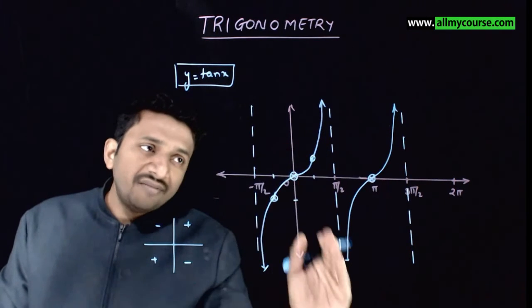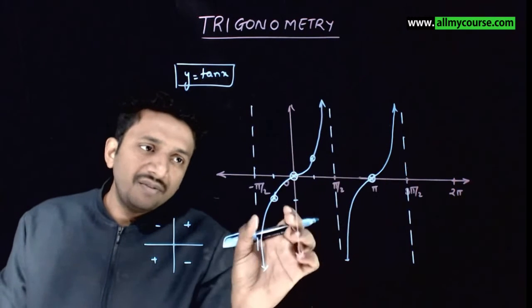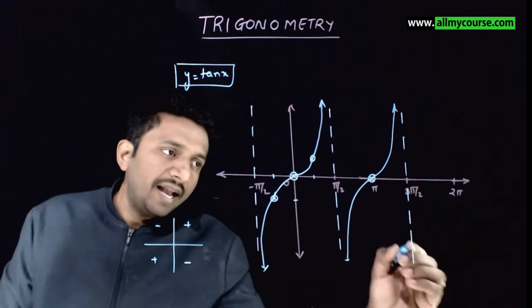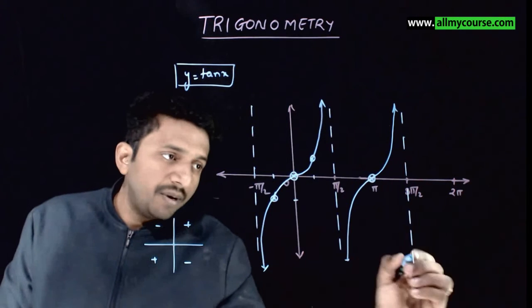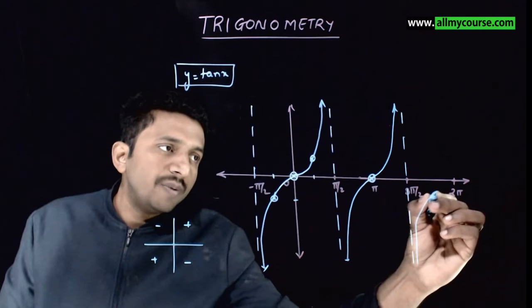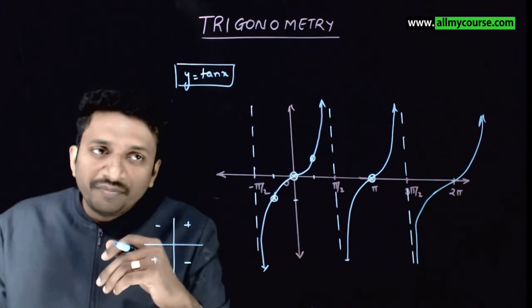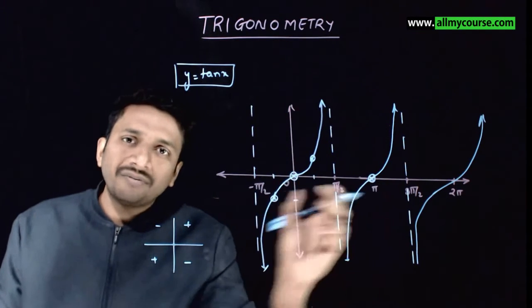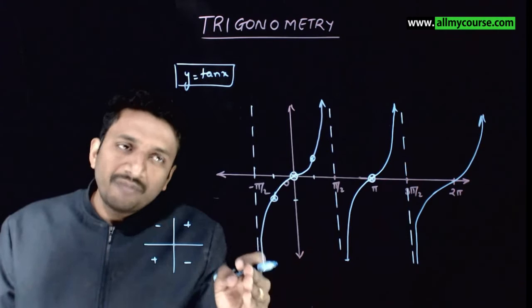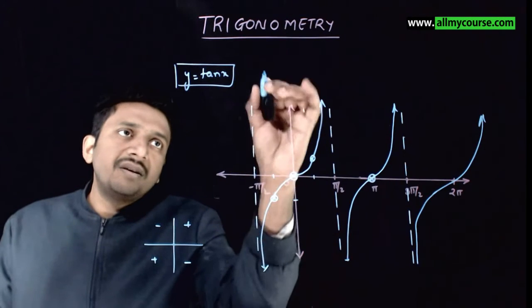So the graph of tan contains a series of graphs which look like this. And again, it jumps from plus infinity to minus infinity just at 3 pi by 2, and this again goes back to 2 pi, and it again goes up at 5 pi by 2. So the graph of y equal to tan x is a series of curves which go from minus infinity to plus infinity. So what is the domain of this function?